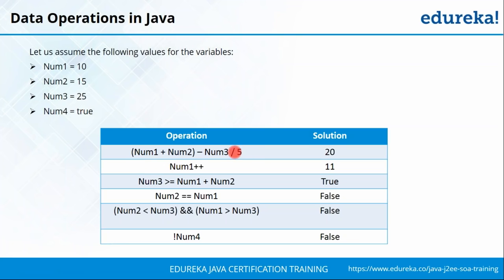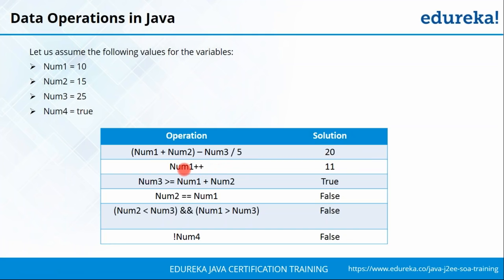So if you look at the operation present here, inside the brackets you have an addition happening. So you're going to add 10 plus 15, you're going to get 25. Then you're going to come out. Before you subtract 25 from 25, you're going to perform the division operation. That is, 25 is going to be divided by 5, which will give you the output 5. So from 25, 5 is going to be subtracted and you're going to get the output 20.